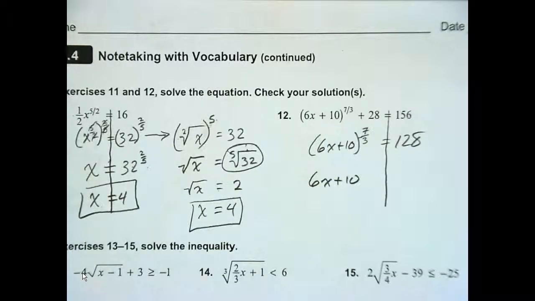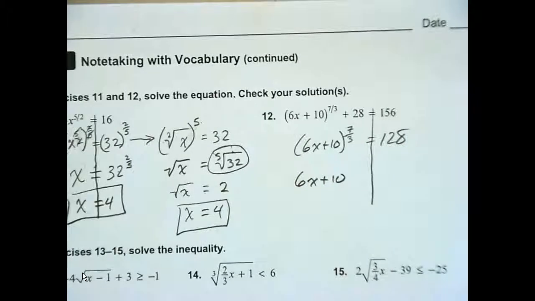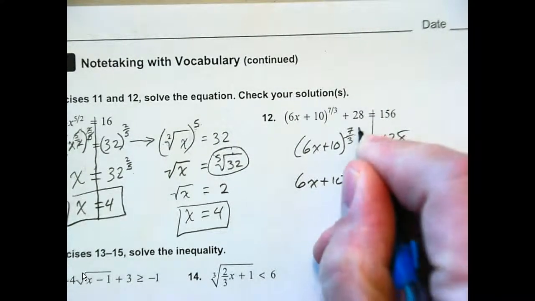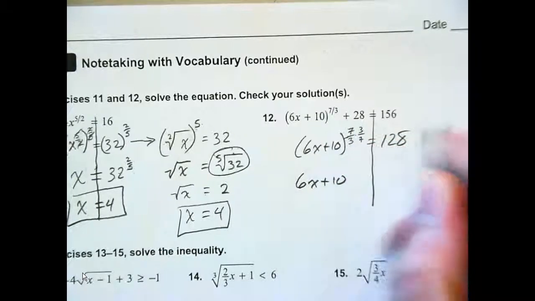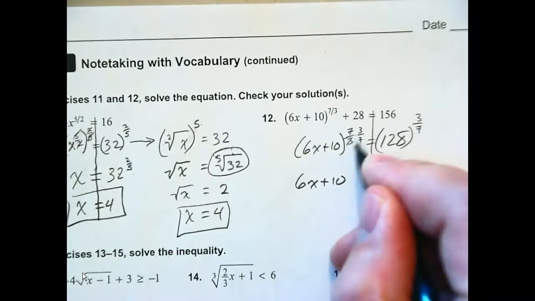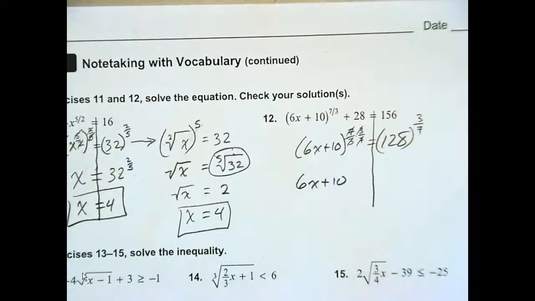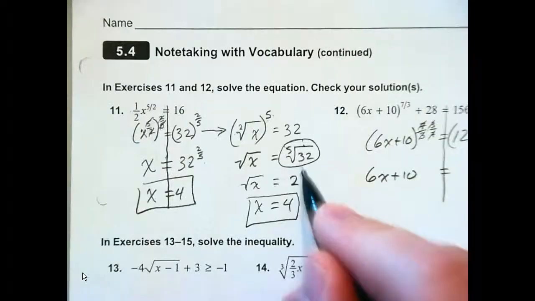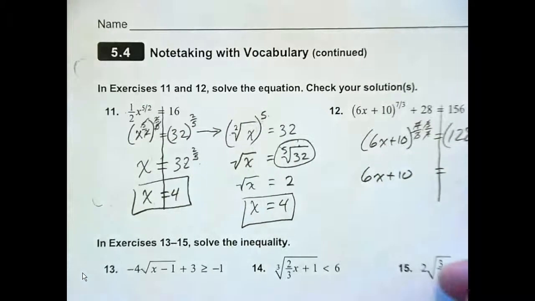Hey, within 5 seconds of me asking, right? Okay, so we have 6x plus 10. We're going to raise this to the 3/7 power. Now I realize that this is a new thing, and especially those who resist change, you're going to be like, I don't like doing it that way. I like this. Okay, think of this as this.